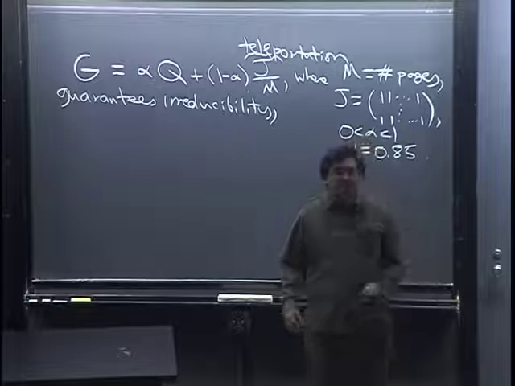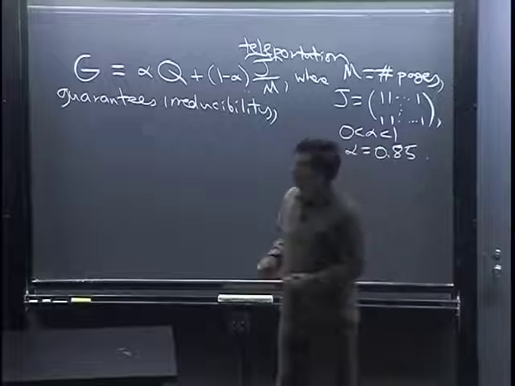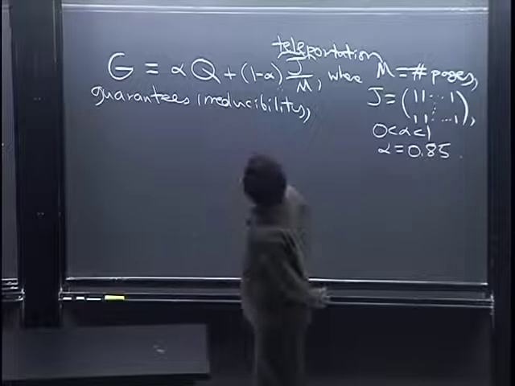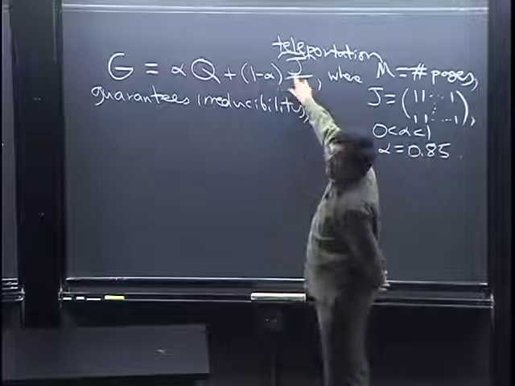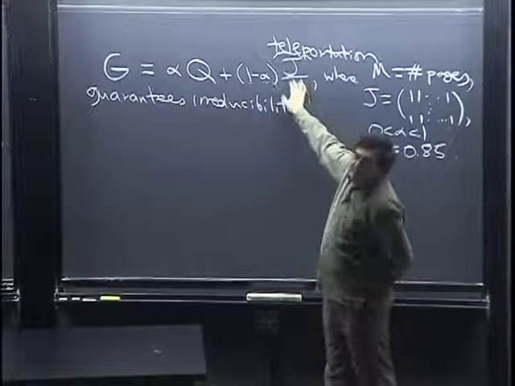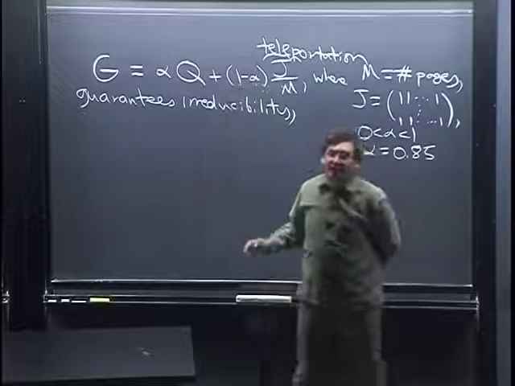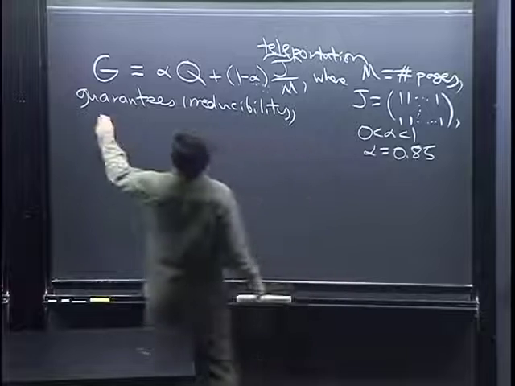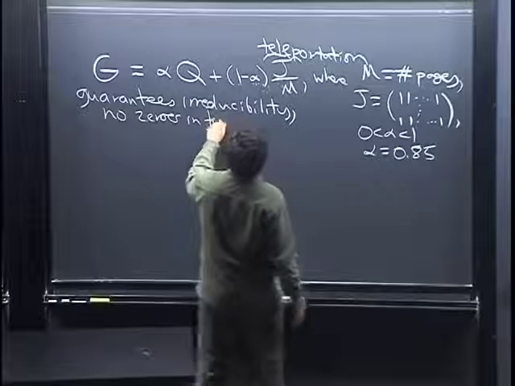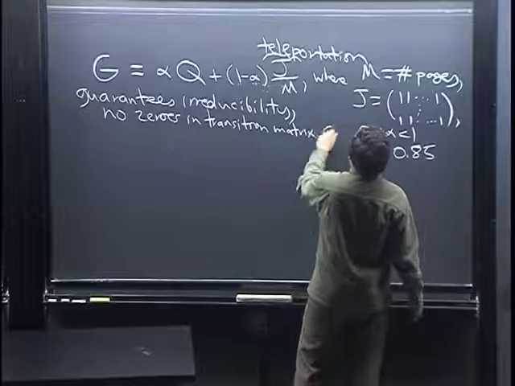We have the other result, that the nice case is when some power of the transition matrix has all entries positive. In this case, notice, this is extremely tiny, right? If alpha is 0.85, this is 0.15, m may be 10 billion. So you're adding some tiny number, but at least everything's positive. You don't have zeros anymore. So no zeros in transition matrix G. So that has some advantages.